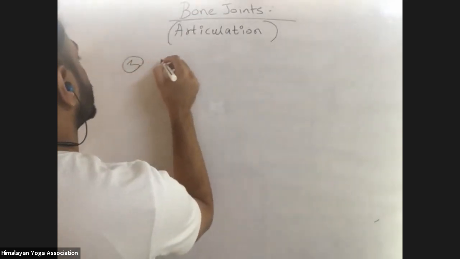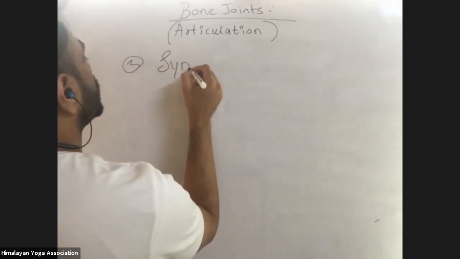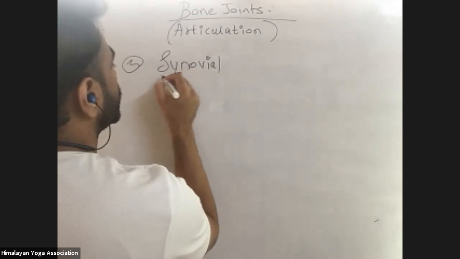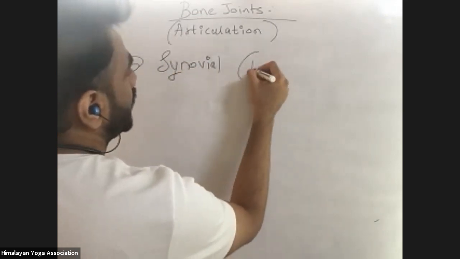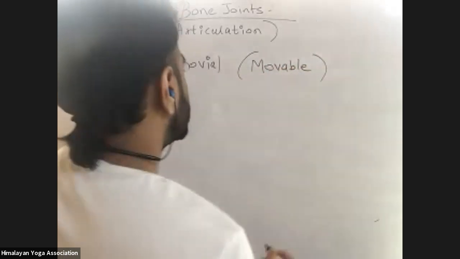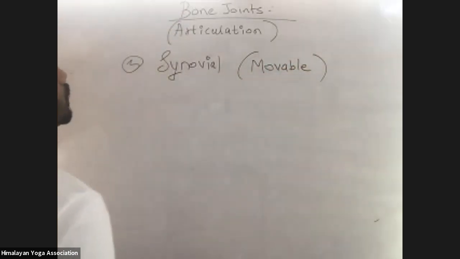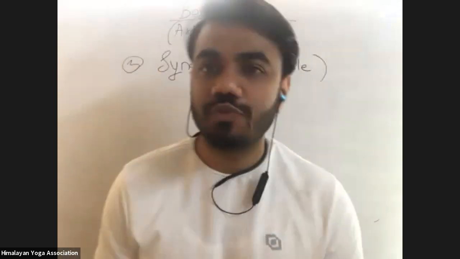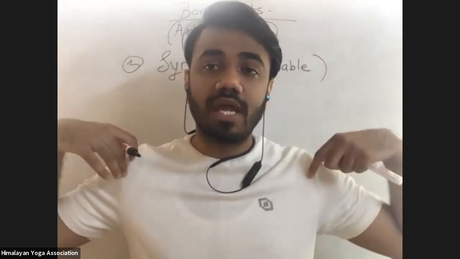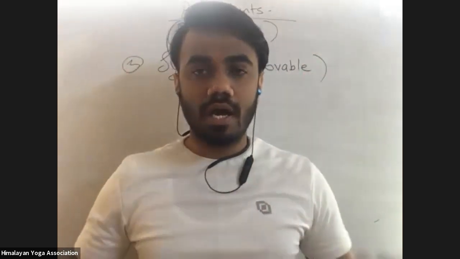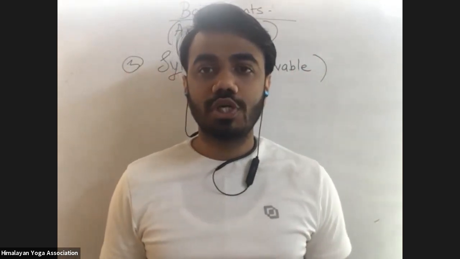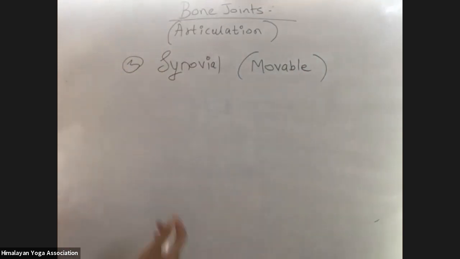Number 3, synovial bone joint, known as movable bone joint. What does it mean, synovial or movable bone joints? The rest of the joints which we can move in our whole body, mostly in the appendicular skeletal system, that means which is not in the axis, are known as appendicular or synovial bone joints. These bone joints are known as movable bone joints.